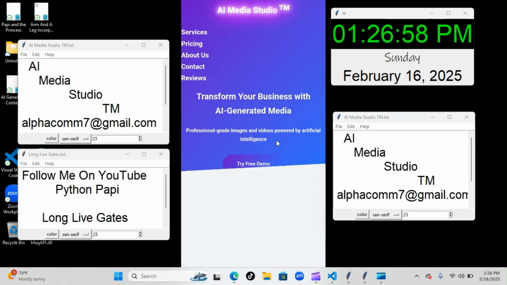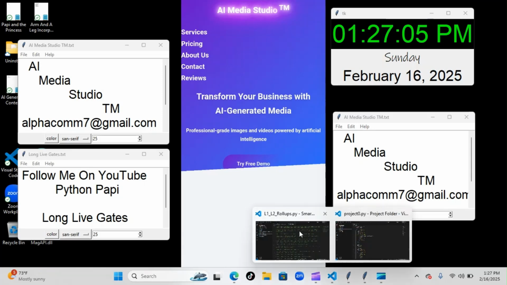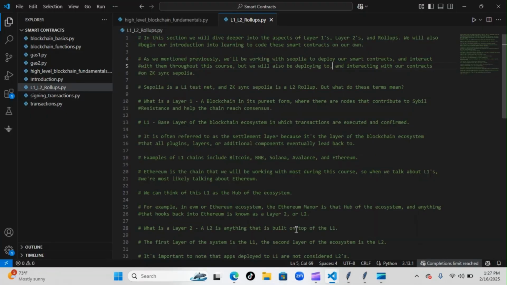All right, on today's episode of Python Papi, we're back inside our smart contracts project. Let's have a look at what we went over today. I told you that we're going to start our new module today, which we did. So let's dive right in.